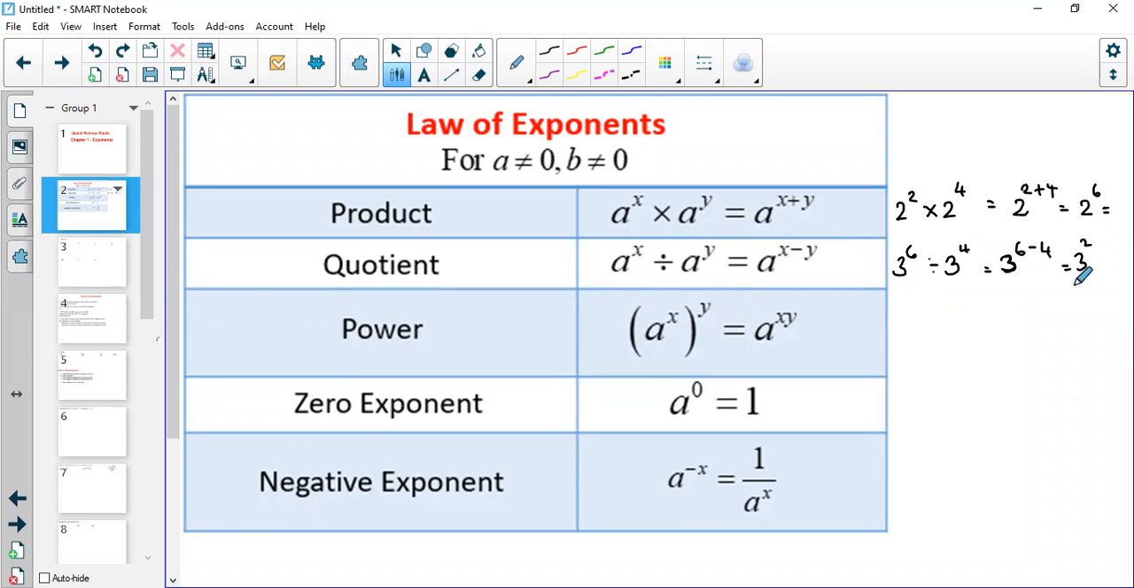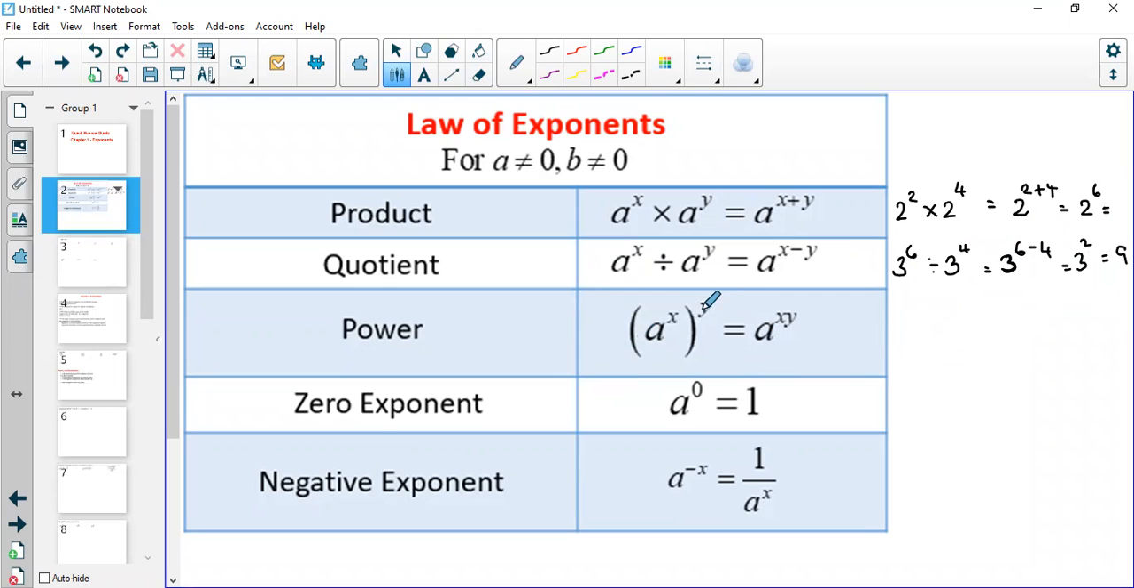So the value is going to be 3 squared, which you can easily identify as 9. Now this doesn't mean 3 multiplied by 2. No, that's wrong. This means 3 multiplied by 3. You're multiplying 3 two times, which will give you 9.